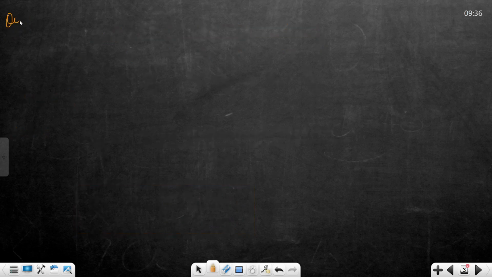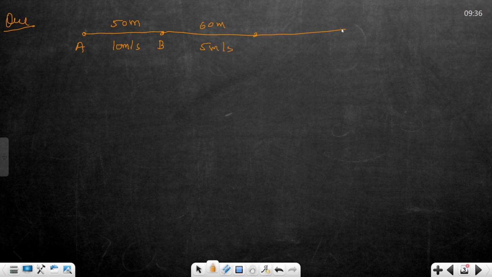Question is simple. A car is moving from A to B 50 meter with a speed of 10 meter per second. Then the next 60 meter with a speed of 5 meter per second, and next C to D 40 meter with a speed of 2 meter per second. Find V average.